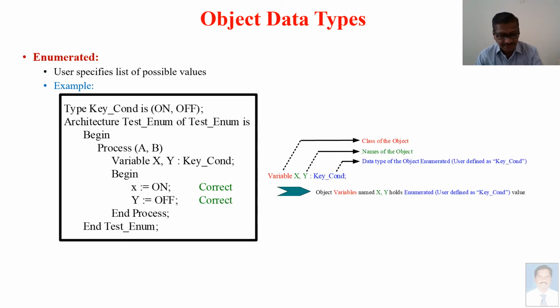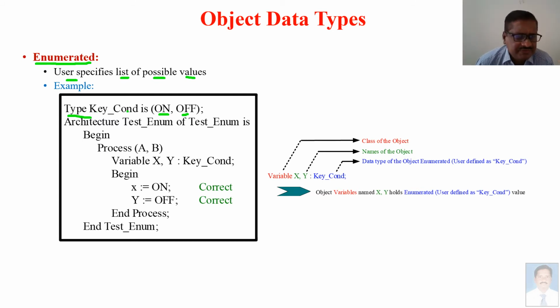Similarly, if we proceed further we come to the next data type, which is nothing but the enumerated. The enumerated data type is a user specification list of the possible values. Means the user specifies the list of the possible values, and based on that it can be assigned in the program. How is it? The type declaration is used. Type key condition is on and off. The user has defined two conditions for this key condition identifier.